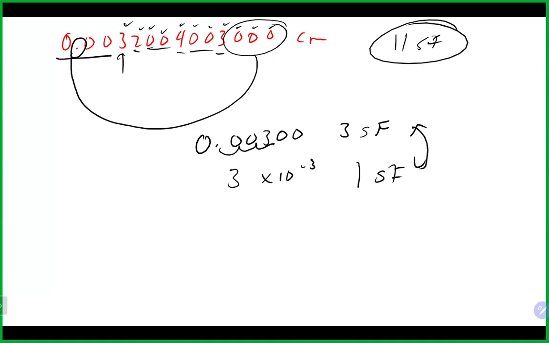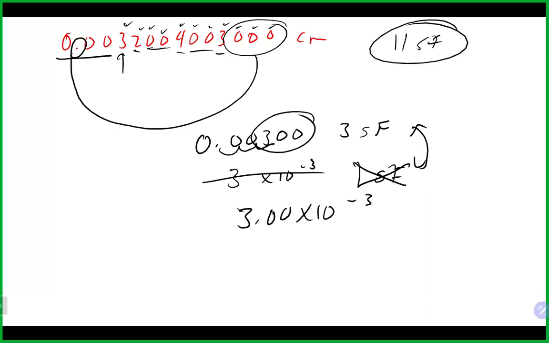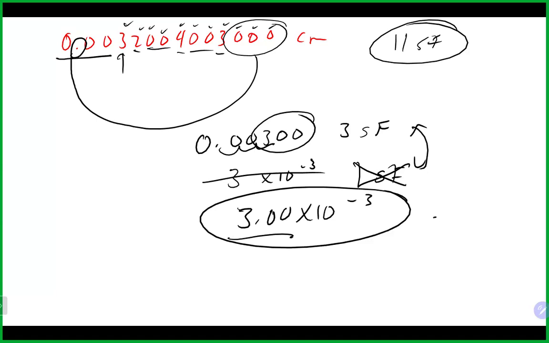We can't do that, right? So you cannot lose significant figures. Because this has three significant figures, when you turn it into scientific notation, that is why you do need to keep the zeros in this case. And that will now give me three significant figures, which matches the three significant figures I have there.